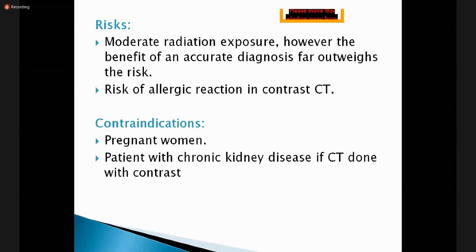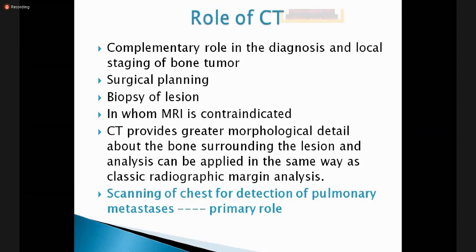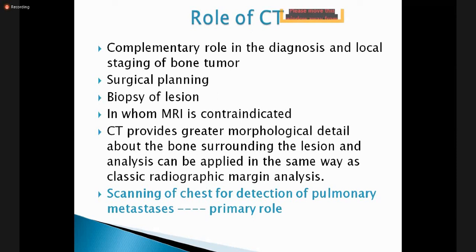Contraindications of CT: a pregnant woman cannot go under the CT because of the radiation exposure, and a patient with chronic disease and deranged urea and creatinine cannot have CT done with contrast. The role of CT is complementary in diagnosis and local staging of bone tumors. It is used for surgical planning and biopsy of the lesion. For certain tumors in some locations, we do a CT-guided biopsy of the lesion.